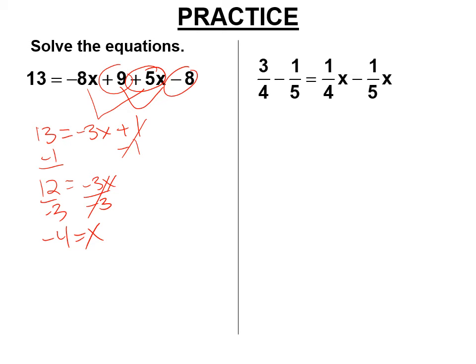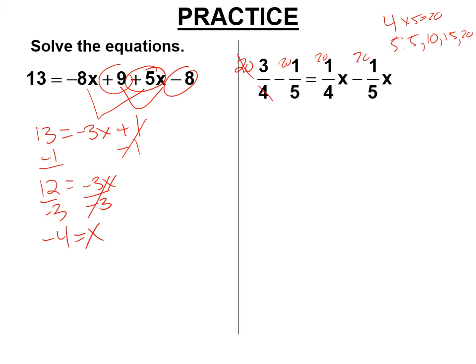Negative 4 equals x. Here we got to cancel 4 and 5. So what would cancel that? 20 does. The least common multiple of 4 and 5, right? 5 is not in the 4 times table, neither is 10 or 15. The lowest number that's on both times tables is 20. So we're multiplying everything by 20.